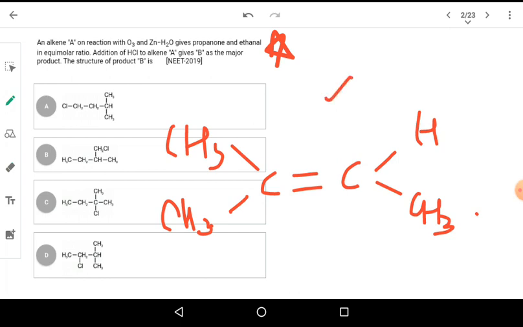What is the next step? We have to add HCl. Hydrogen should be added to this side according to Markovnikov's addition, and chlorine should be added to this side. So option C is going to be the answer. Sorry, we have to carry out the opposite way. Chlorine will come to this side and hydrogen will come to this side according to Markovnikov's addition. So the answer is option number C.